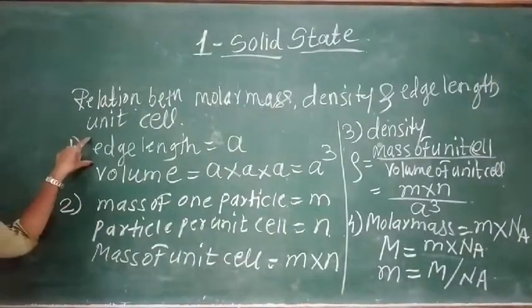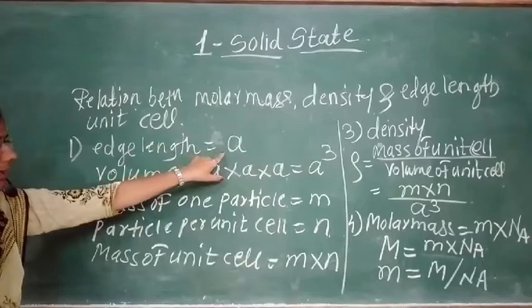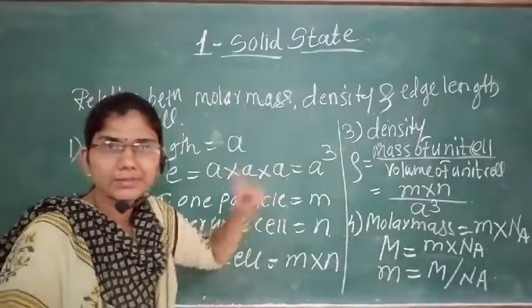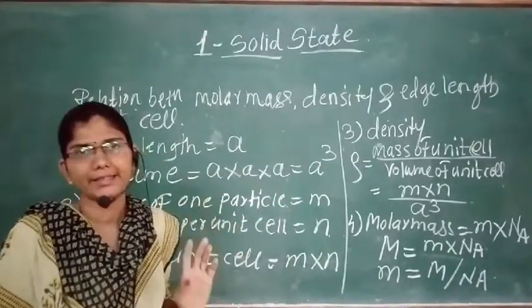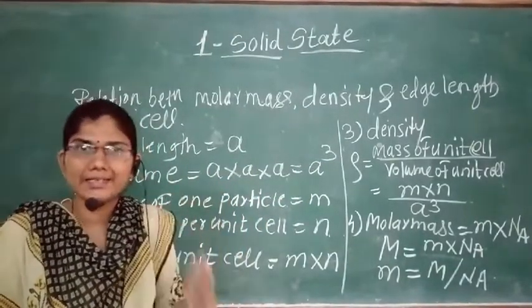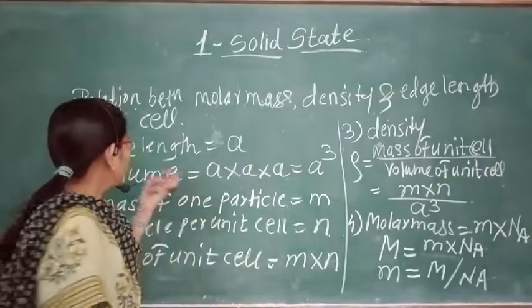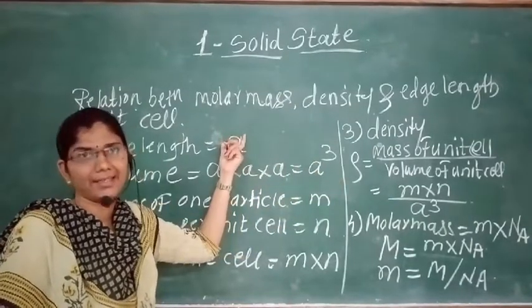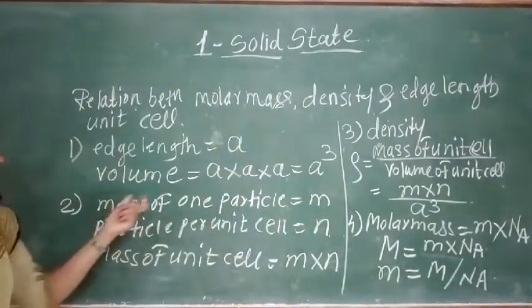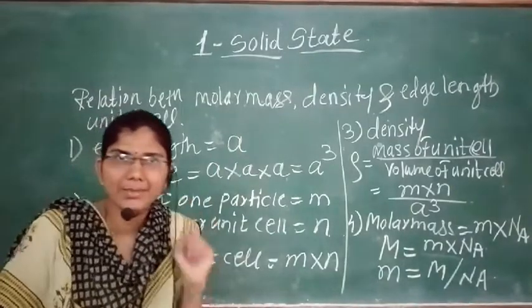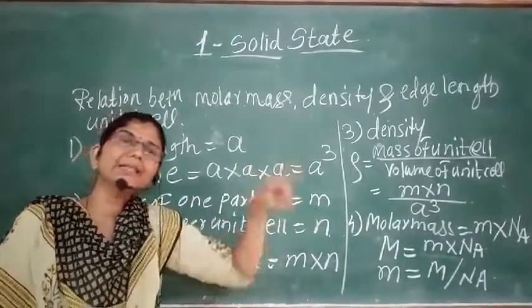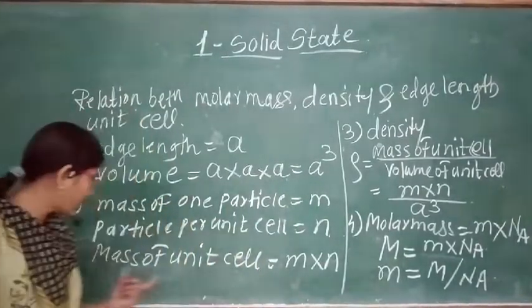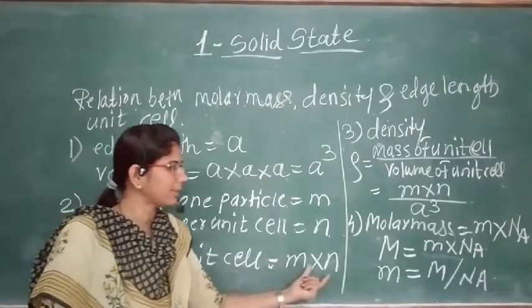First, the edge length is equal to A, and therefore the volume of the unit cell is equal to A cube. As we know, volume is equal to area into height, but all 3 sides are the same in the cubic unit cell, so the volume of the unit cell is A cube, because the edge length is A. Then the mass of one particle is considered as small m, and there are n particles present per unit cell, and therefore the total mass of the unit cell is equal to m into n.